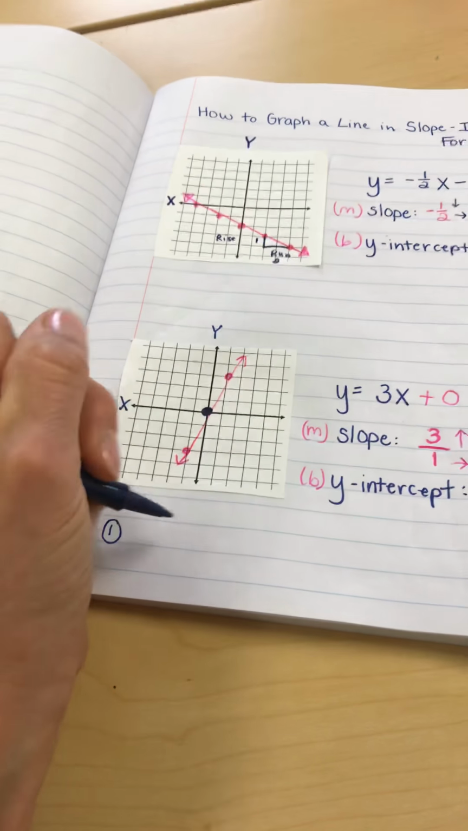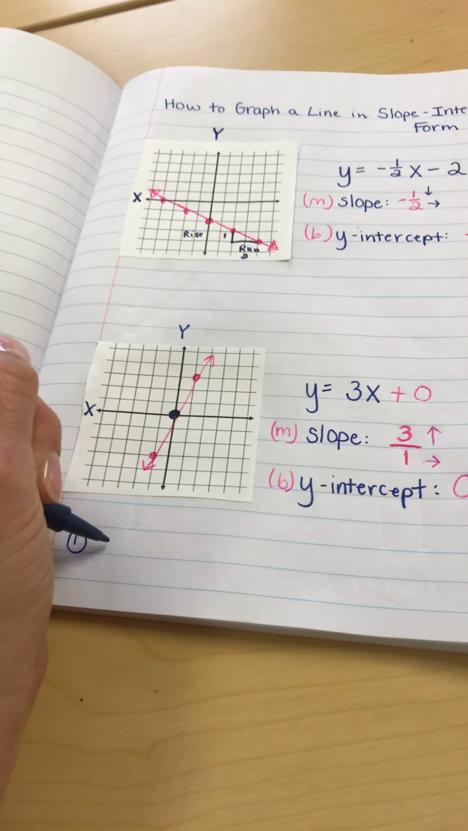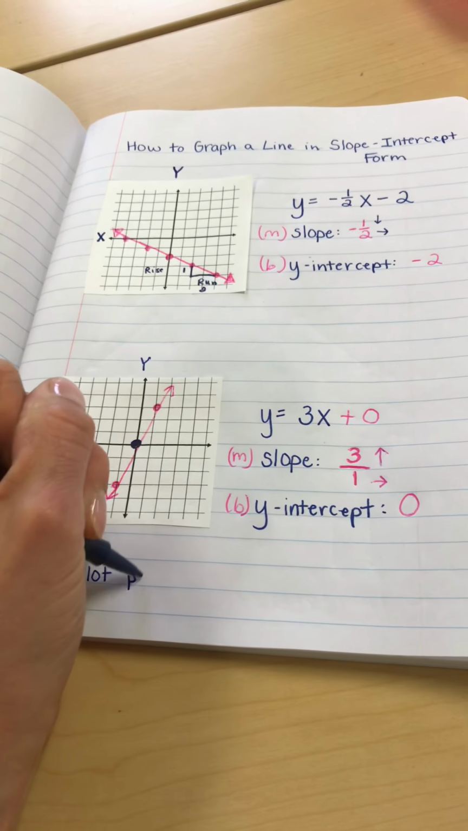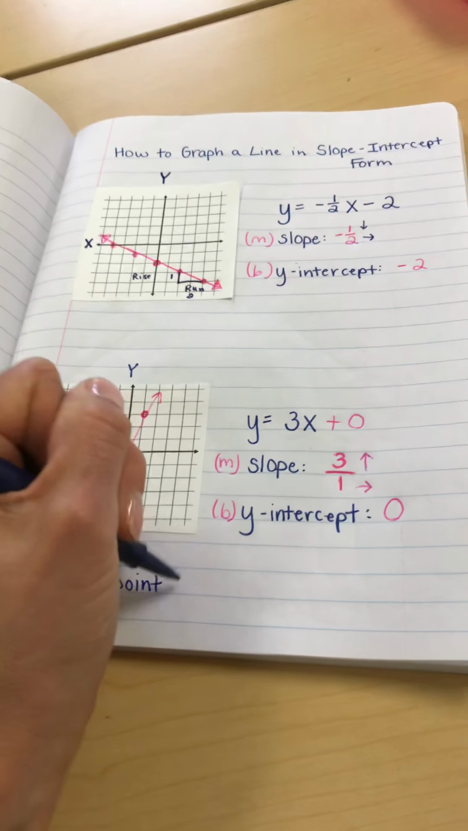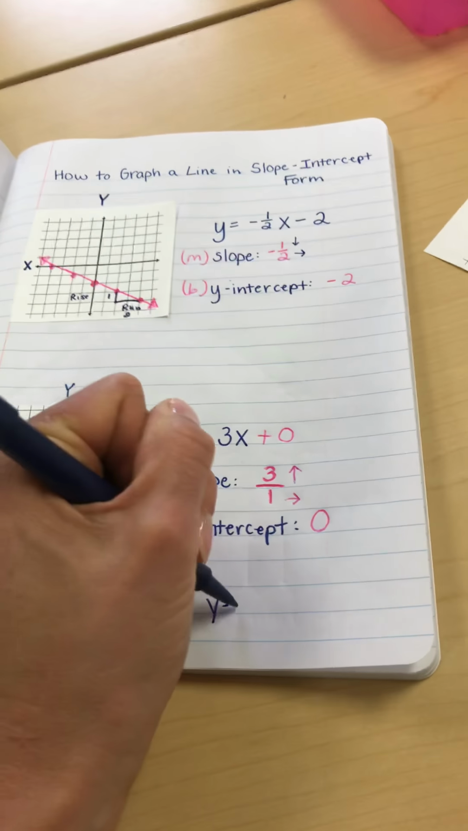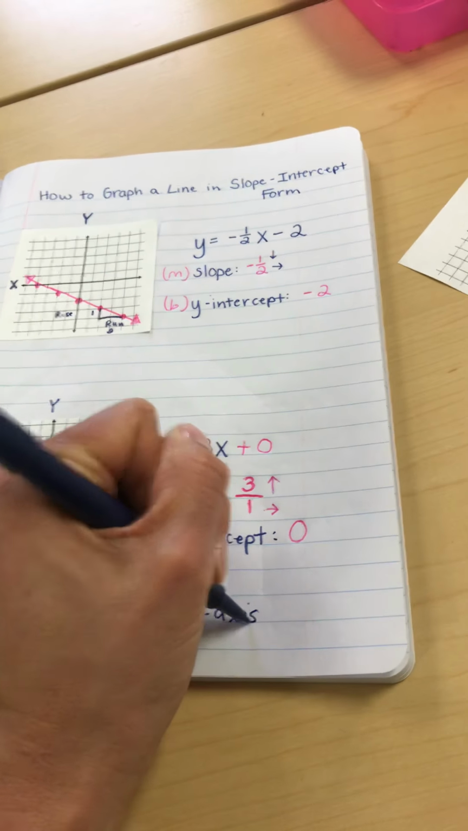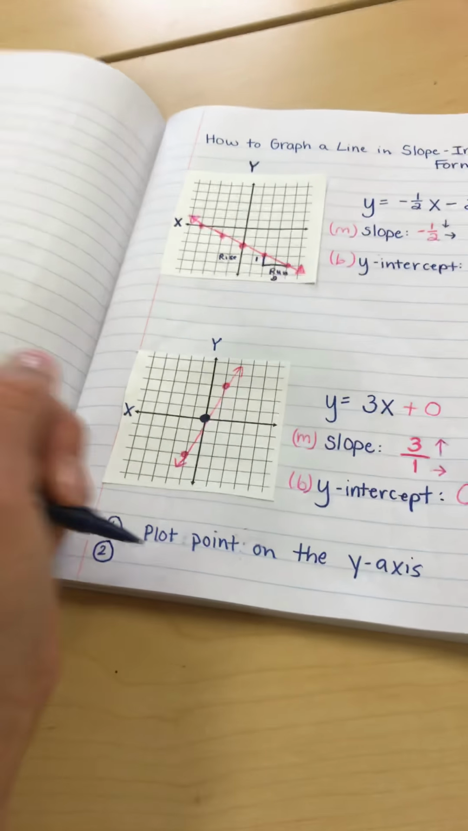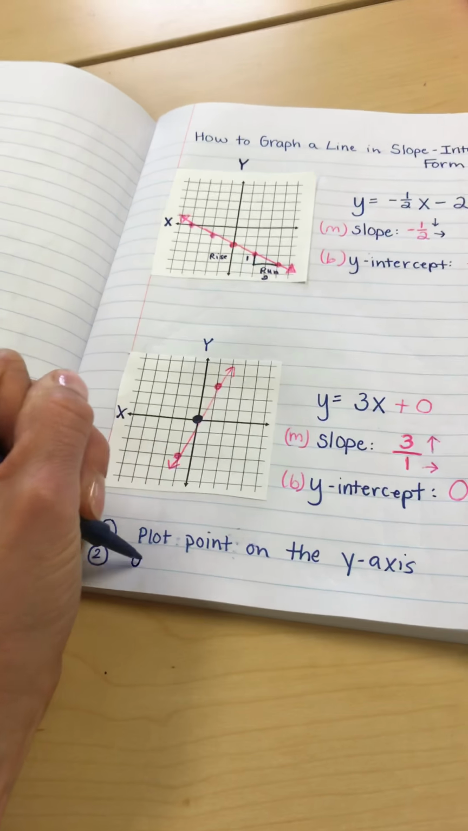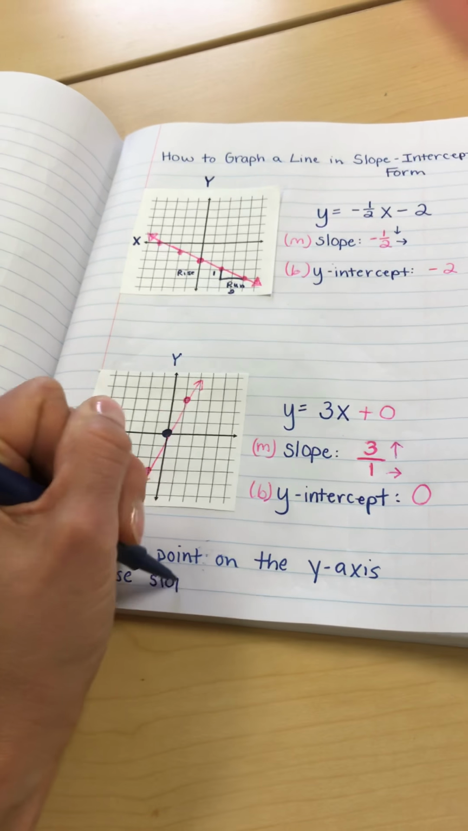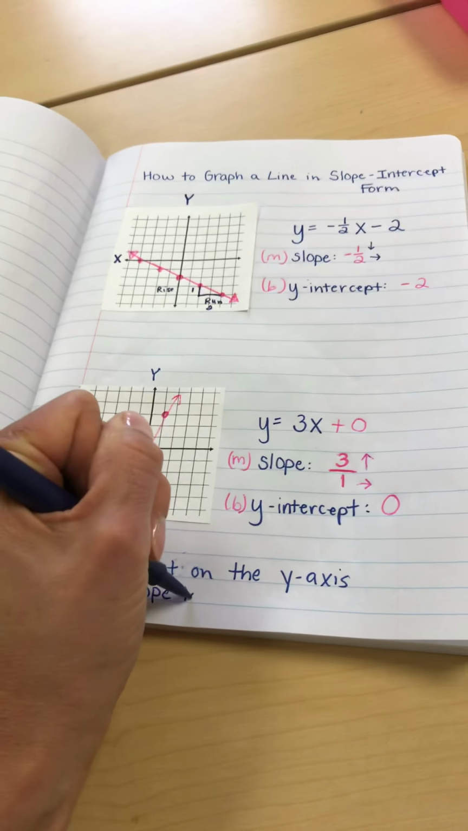So the steps for graphing, if you want steps for it: number 1, plot a point on the y-axis. And step 2, use slope to move.